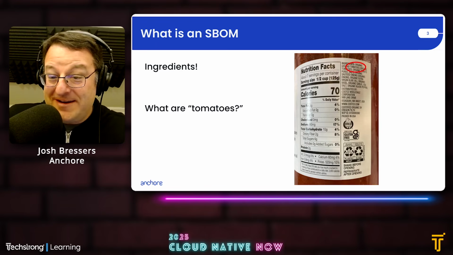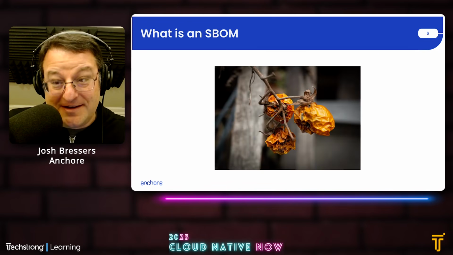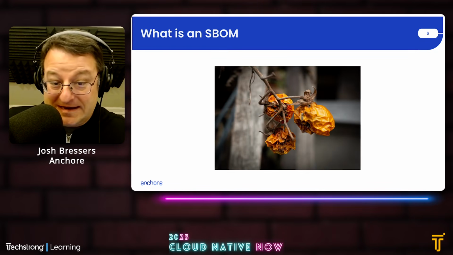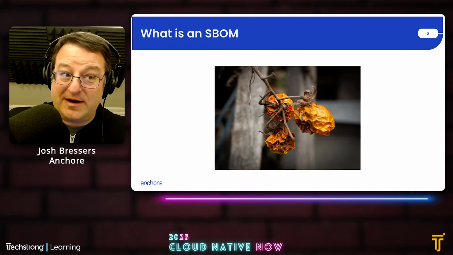But remember, our ingredient just says tomatoes. Is it this? Is it this? Or is it this? And so that's what we're going to talk about today: how do we go from an ingredients list to an explanation of what is in our software?